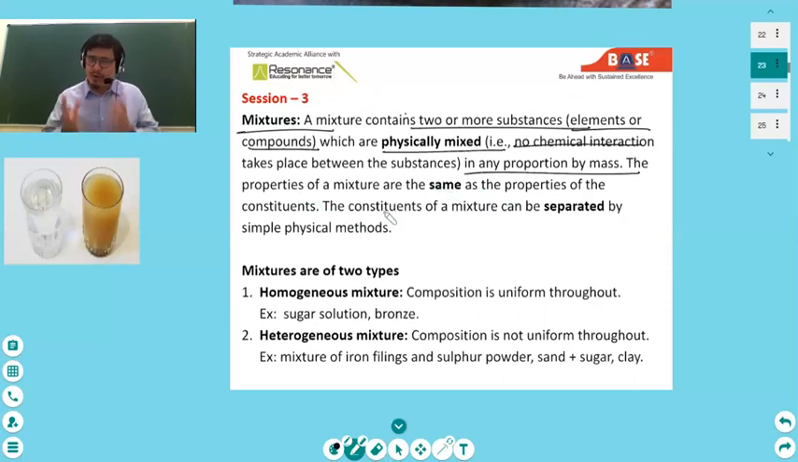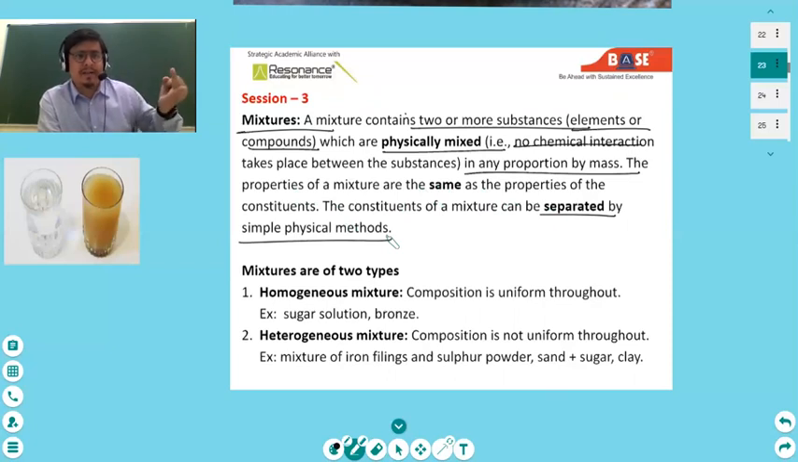So the bhel you produced, overall, its taste is the taste of all the components present. And the constituents of the mixture can be separated by simple physical methods. In case of other mixtures, you can use hand picking, mechanical separation, gravity separation, anything, magnetic separation you can use. These are the basic points about mixtures: physically mixed, no chemical reaction, the constituent particles retain their properties and they can be separated by physical methods.